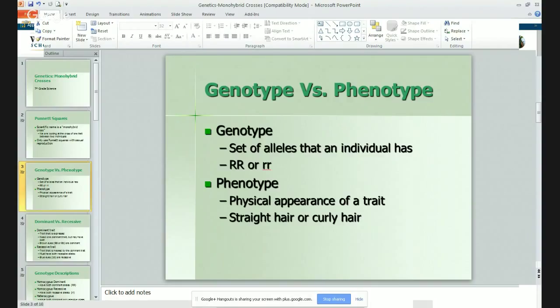The second word there is phenotype. This is what you actually end up looking like. So genotype is the set of alleles, phenotype is what you look like. Your phenotype is based off of your genotype. What does your genotype code for you to look like? It might code for you to have straight hair. It might code for you to have curly hair. Your phenotype, however, is not going to tell you entirely what genes you have to pass on.